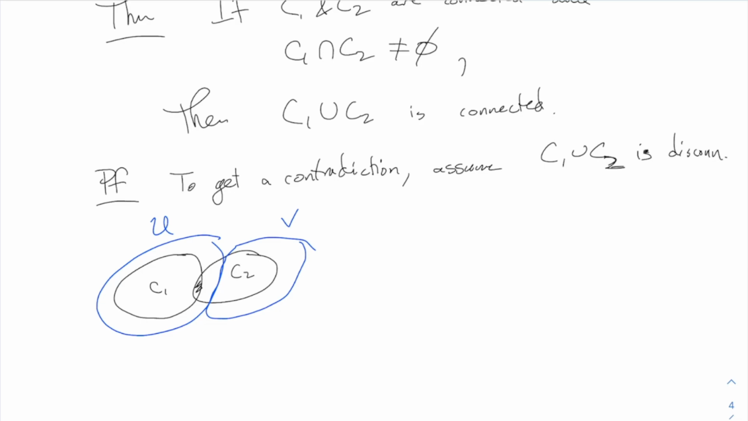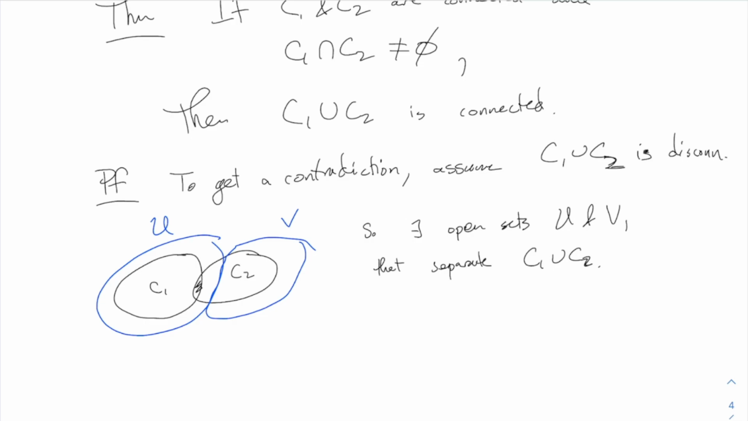I am imagining that there is a separation of C1 union C2. So that means open sets U and V with the separation properties. All right, can I just say that they separate C1 union C2? You all remember those properties. All right. What are we going to do with this? This proof is less obvious how to proceed from at this point.